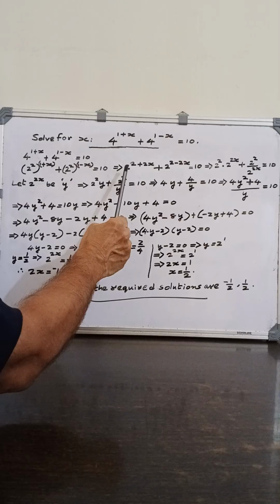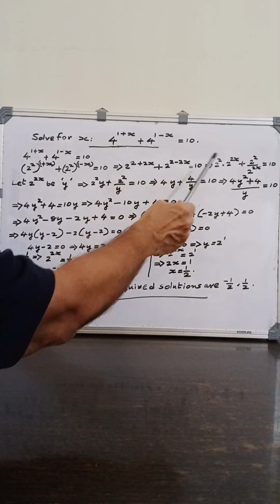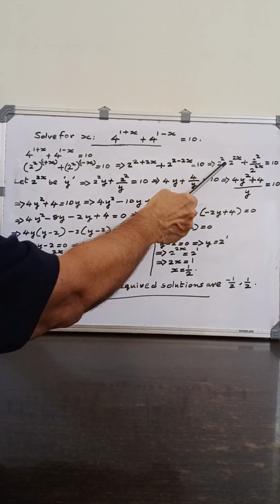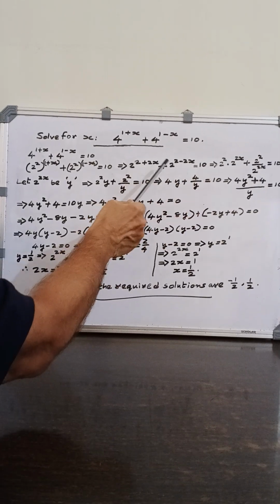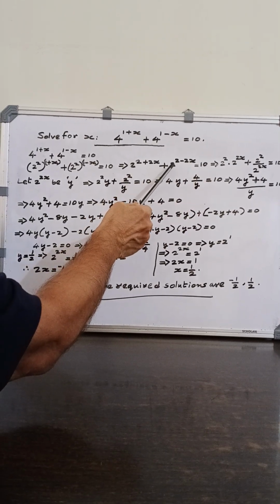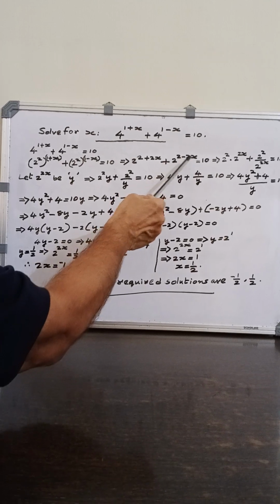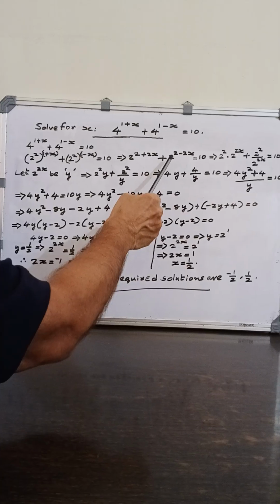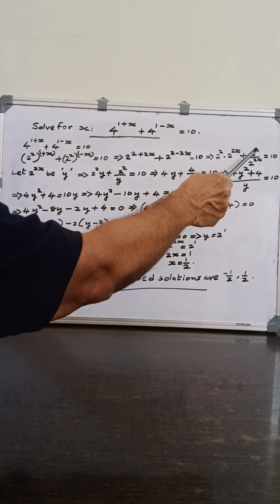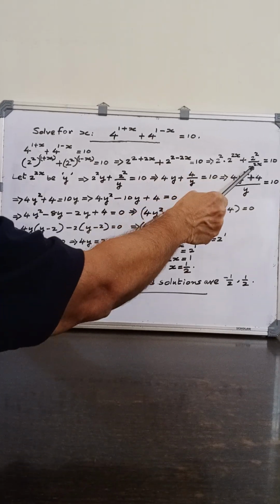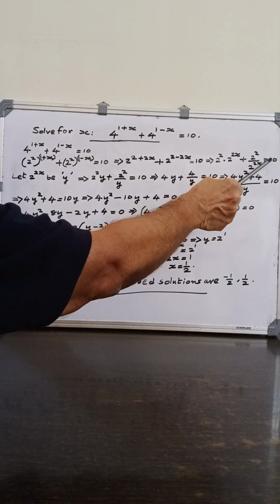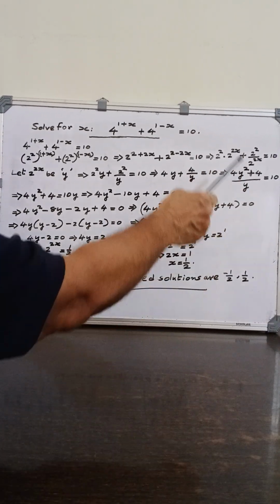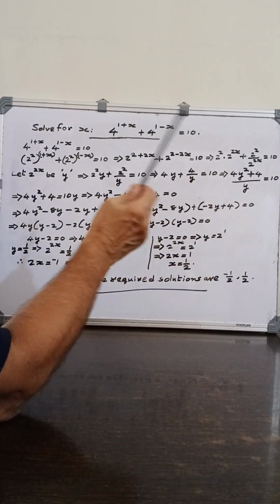Here I am splitting a raised to m plus n as a raised to m into a raised to n. That is 2 raised to 2 into 2 raised to 2x, plus 2 raised to 2 minus 2x. Since a raised to m minus n is a raised to m by a raised to n, that is plus 2 raised to 2 by 2 raised to 2x equals 10. Let 2 raised to 2x be y.